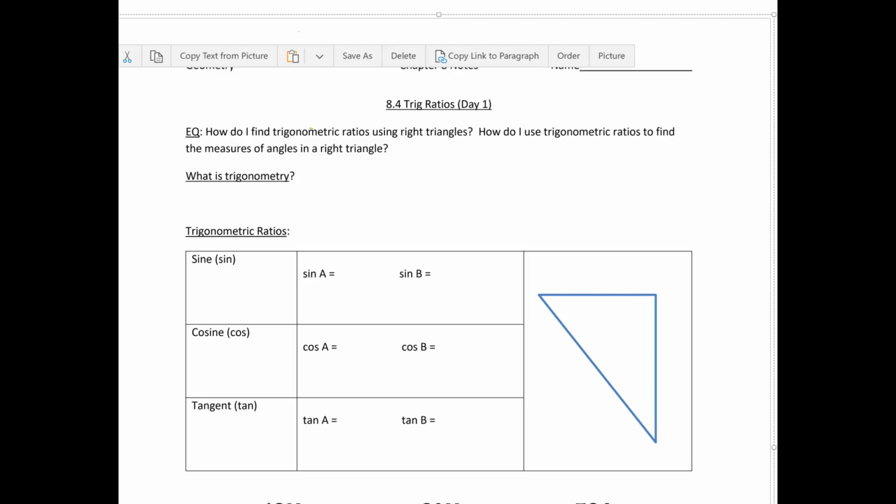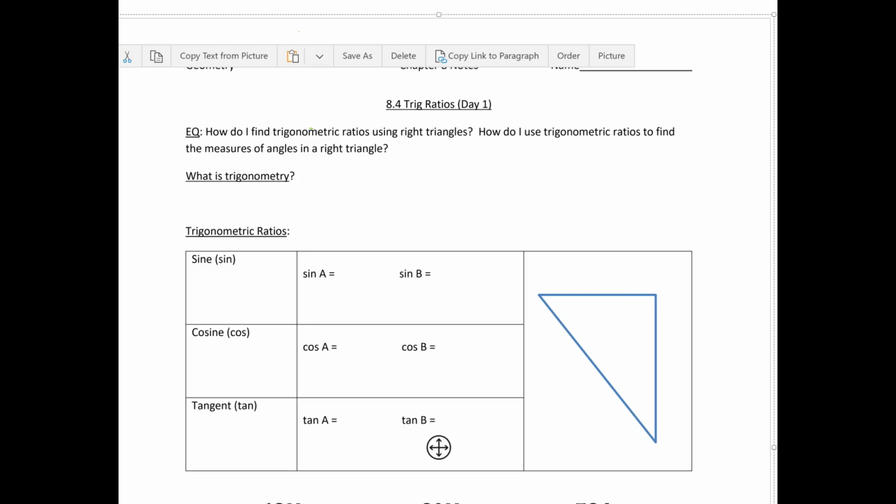8.4 notes, day 1. We are going to actually start working on trig ratios. And so we're going to talk about how to identify trig ratios, and we're going to talk about how to use them as well. So what is trigonometry?